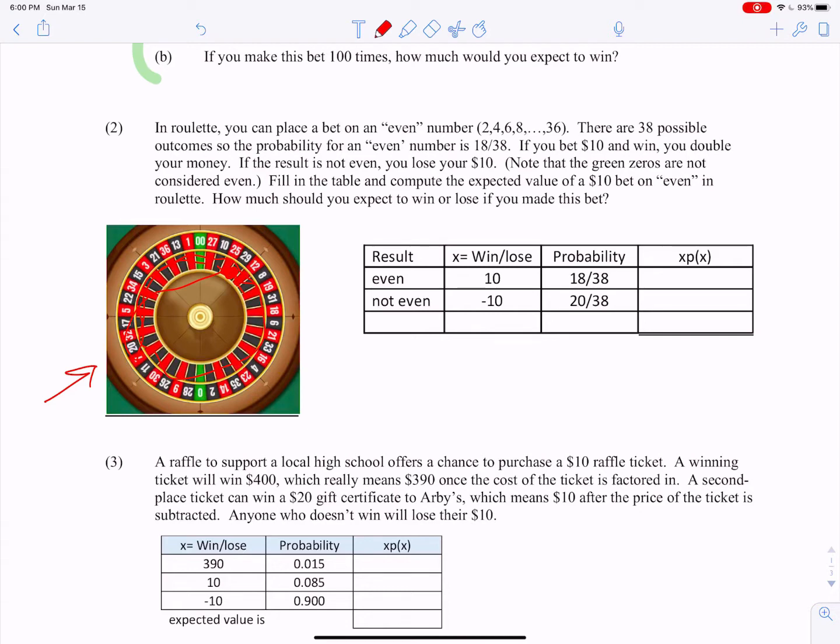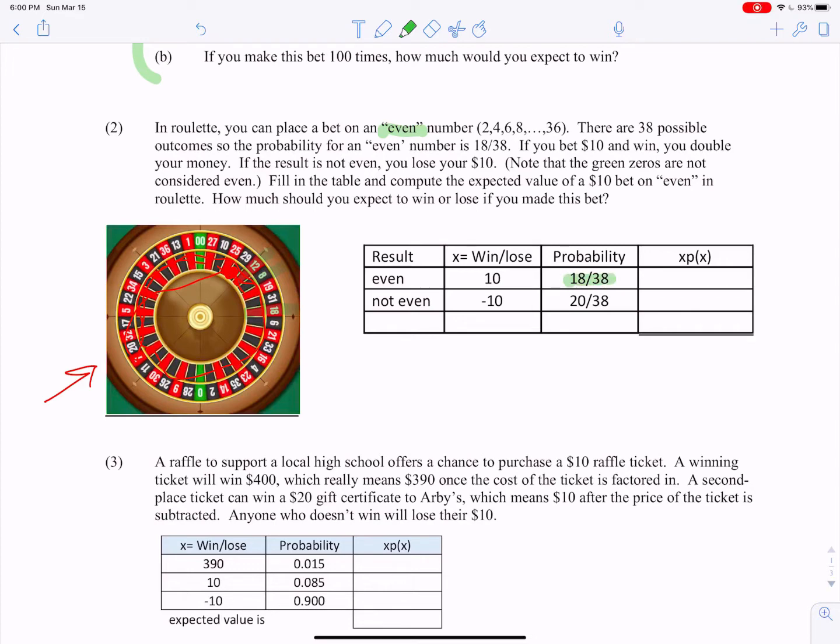So the problem here is somebody walks up and they decide they want to bet on even. They want to bet it's going to land on an even number. Okay, so if you count all the even numbers here, there's actually 18 different even numbers. There's for example, a 12 and an 8 and an 18. If you add them all up, there are 18 of those. So the probability of getting an even number is 18 out of 38.